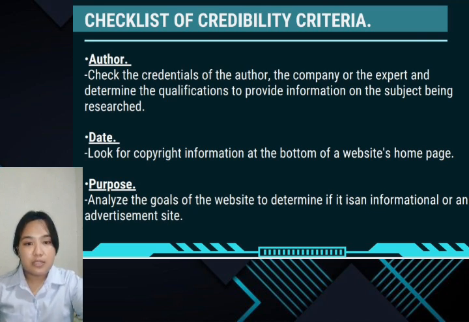And next is the date. So look for copyright information at the bottom of the website's homepage. Most websites have copyright symbols followed by a year at the bottom of their pages. So this tells you when the website was last updated or created. When you're reading something online, always check the copyright date to see how recent the information is. This helps you to decide if this is reliable and up to date for your needs.